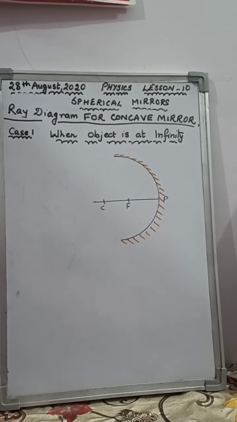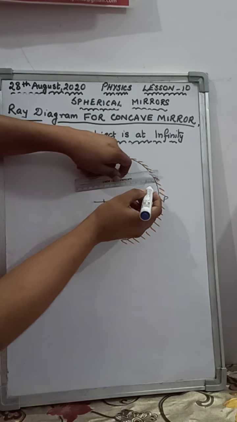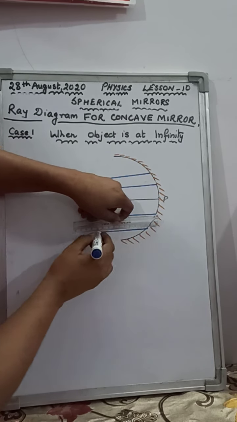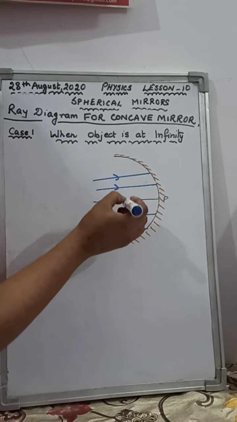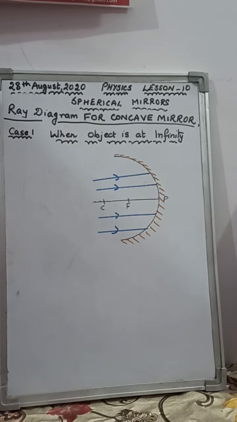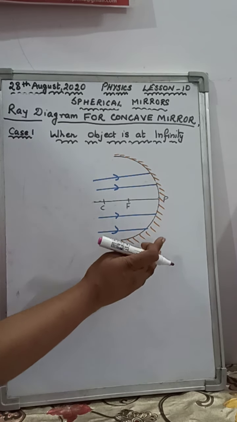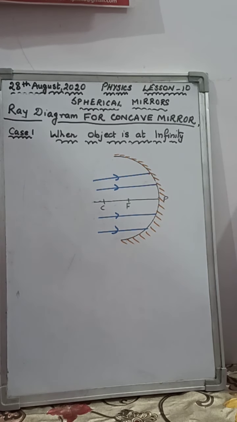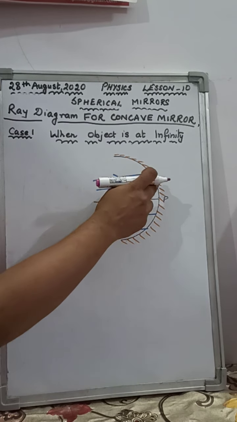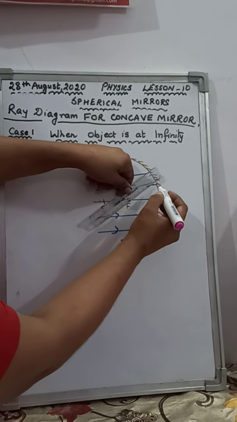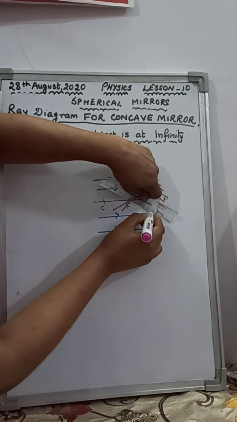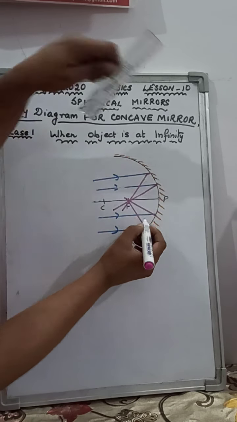Suppose when the object is at infinity, the rays which are coming from the object at infinity, we will assume the rays are coming parallel. Clear? So here we will take these incident rays which are parallel to the principal axis. After reflection through this concave mirror, clear? After reflection, what is the rule? Rule is when the ray is parallel to the principal axis, after reflection, it will go through the focus. So this will also go through the focus. This will also go through the focus. So all these rays after reflection will go through the focus.